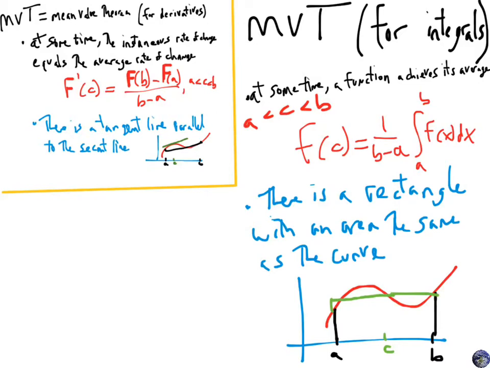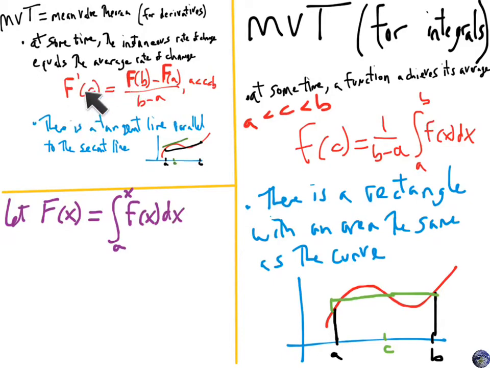Alright, but how would we actually prove this result? Well, it turns out the proof is actually very short because it follows directly from the mean value theorem for derivatives. We can use the mean value theorem for derivatives, which we already proved months ago, to prove this new version, the mean value theorem for integrals. So all we need to do is choose a suitable capital F here. So the capital F I'm going to use is the area function from a to x of lowercase f of x dx.